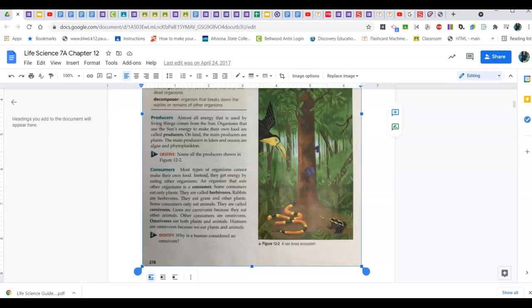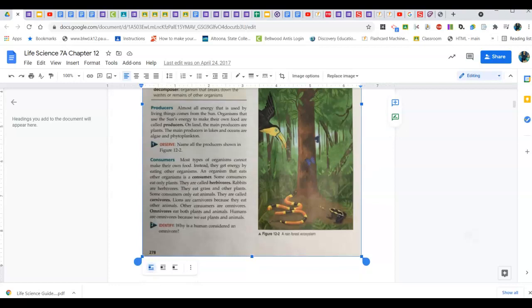Almost all energy that is used in living things comes from the sun. Organisms that use the sun's energy to make their own food are called producers. On land, the main producers are plants. The main producers in lakes and oceans are algae and phytoplankton. So if you were going producers over here in figure 12-2, you got trees and ferns and vines and things like that. So it has to be the plants there.